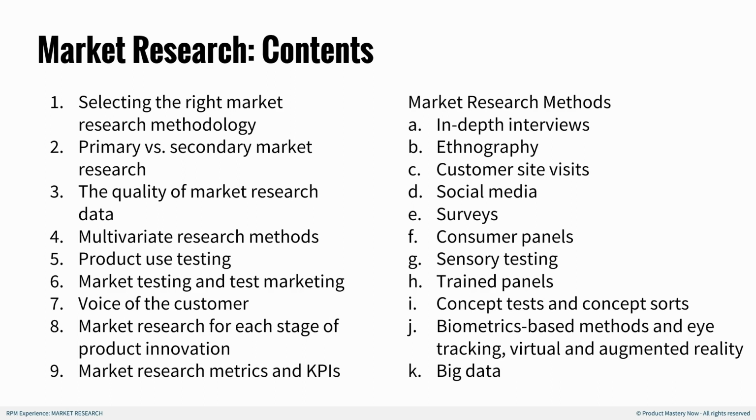There's a number of topics. I'll just list them real quickly. Selecting the right market research methodology. There's several to choose from. We'll talk about a few of those in this episode. What primary versus secondary market research is used for. The quality of market research data itself. Some multivariate research methods. Product use testing, market testing, and test marketing. Easy to get confused between those two. Voice of the customer research, market research for each stage of the product innovation process, and then market research metrics and KPIs.